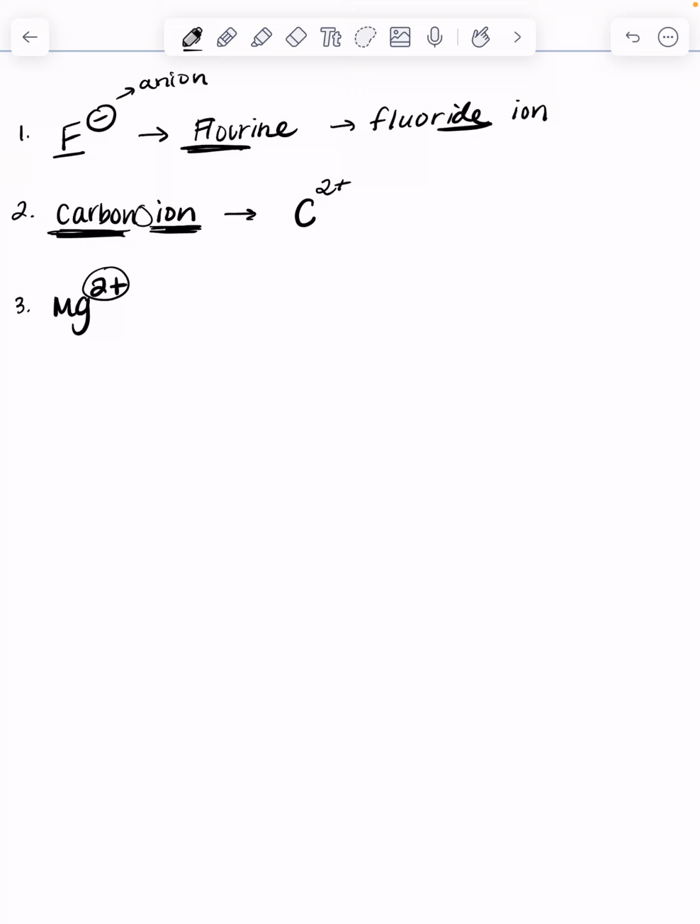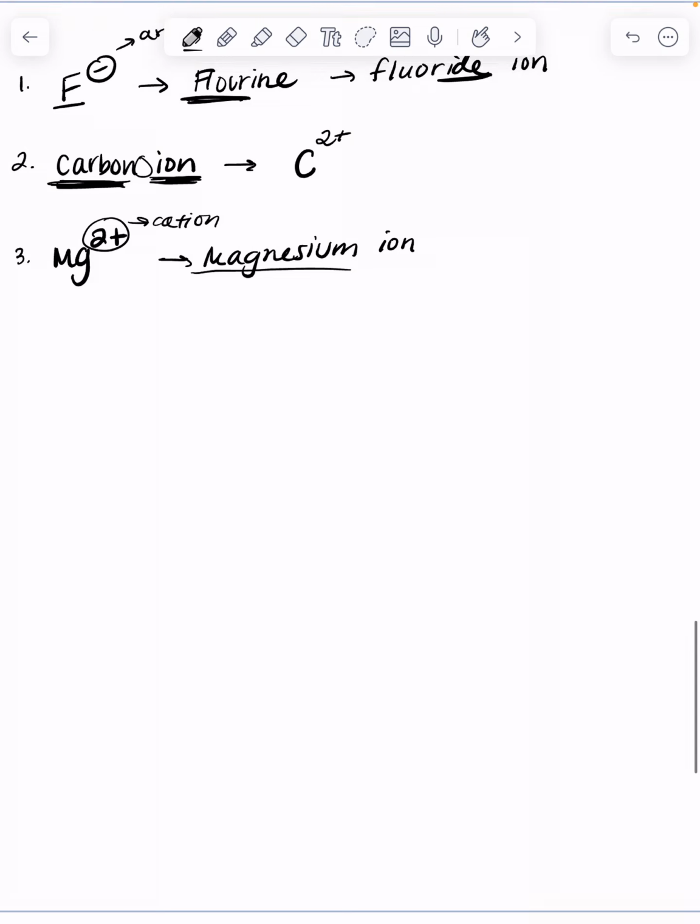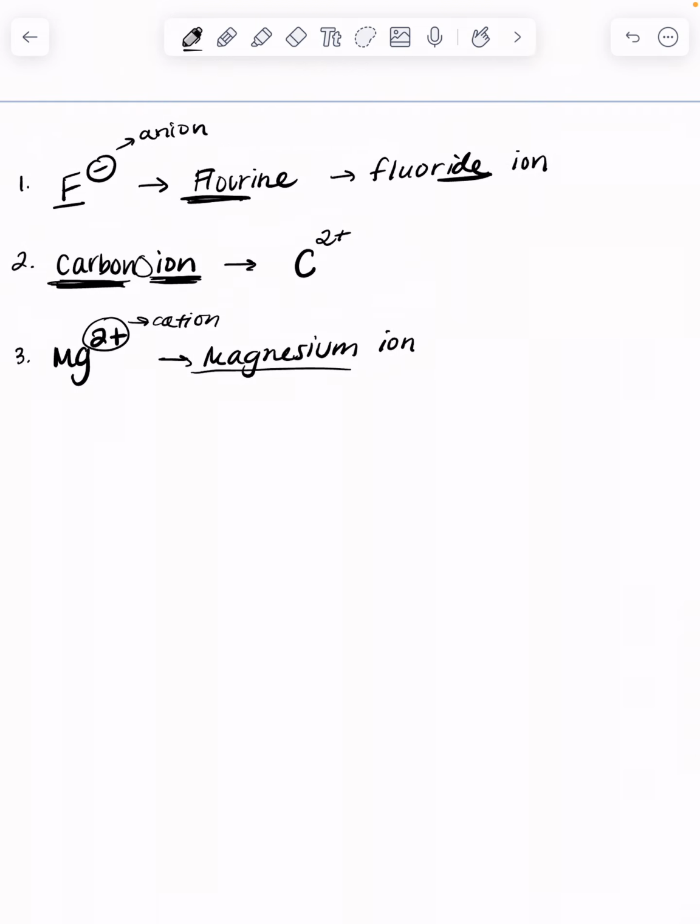We can apply the same level of thinking to the next one, magnesium, right? So I know that this is magnesium, and I also see that it has a positive charge. This is a cation, which means it does not need its suffix changed. So I'm just going to have my root word, magnesium, and I'm going to add ion. Simple as that, right? Pretty cool. So moving on, this was all of our monatomic.